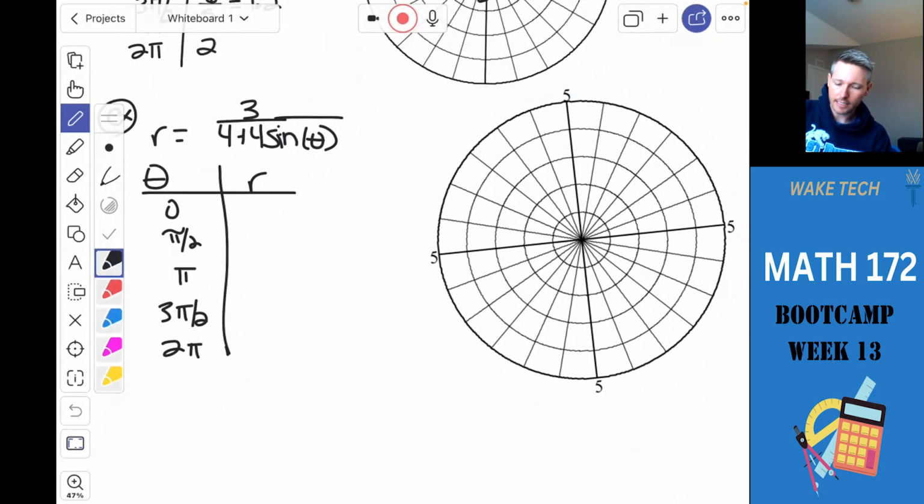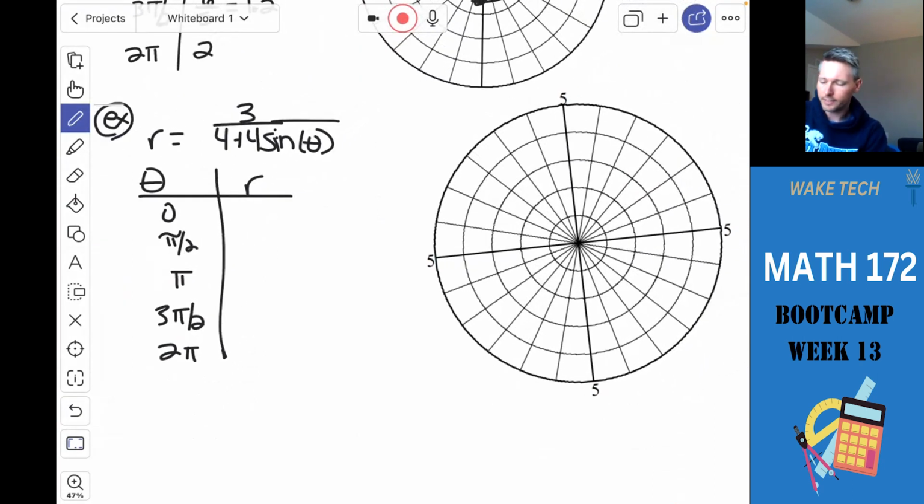Okay, so again, just calculating these numbers is the point. So I will use the fraction button in the TI-36. 3 over 4 plus 4 sine is 0. Whoops, not that button though. That gives us back 3/4, which is 0.75.